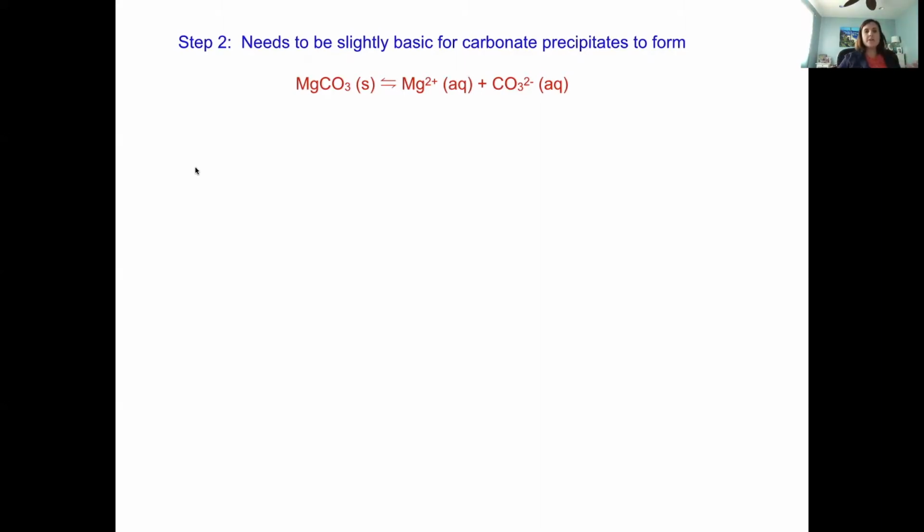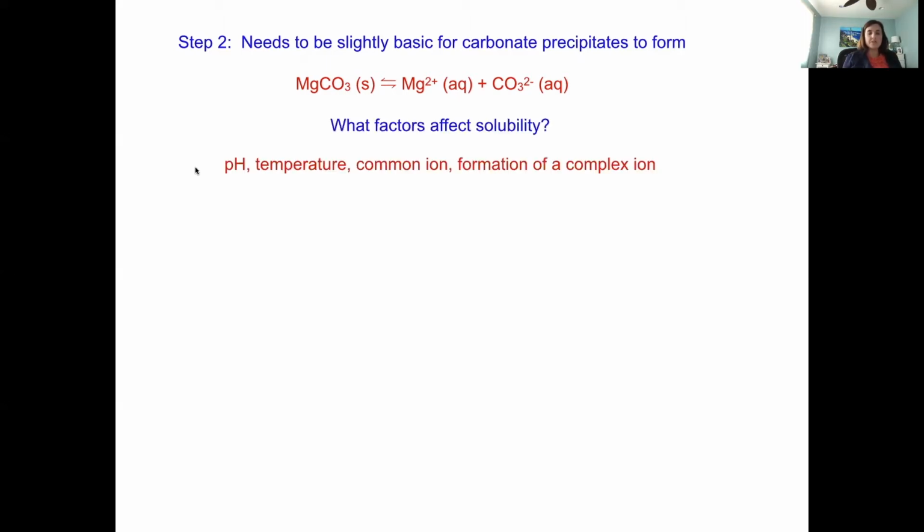All right, and so what are the things that affect the solubility of our substance? Like we went through this in Unit 2. There were 4 things that affect the solubility of an ionic solid. The 4 things, to remind you, are pH, temperature, common ion, and the formation of a complex ion. So what factors affect solubility? This is in your notes from Unit 2. The first one is pH. The second one is temperature. The next one is common ion, the common ion effect. And the last one is the formation of a complex ion. So we went through all of these in Unit 2.